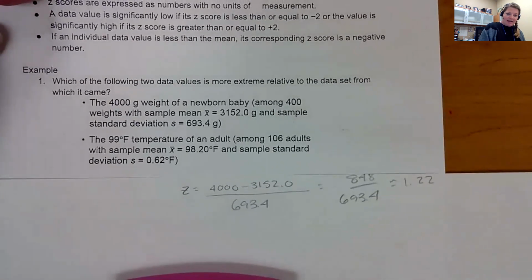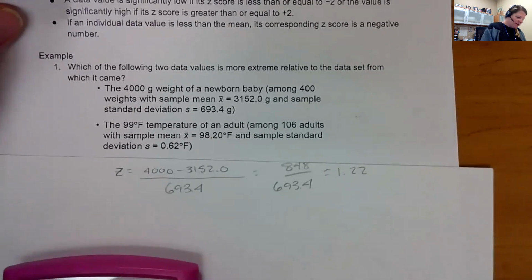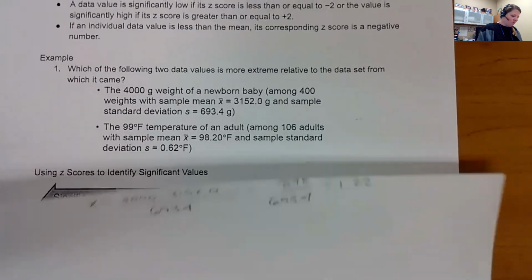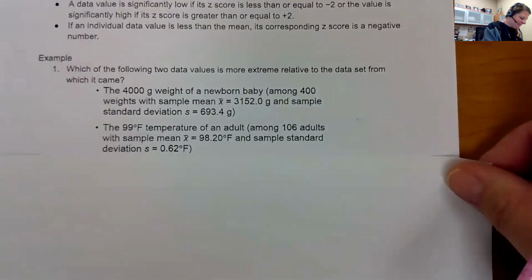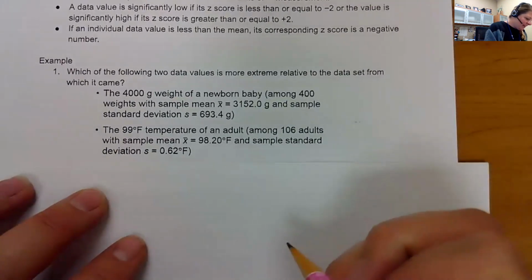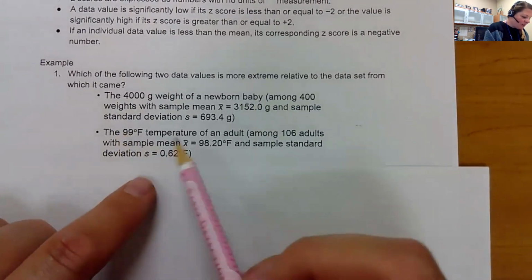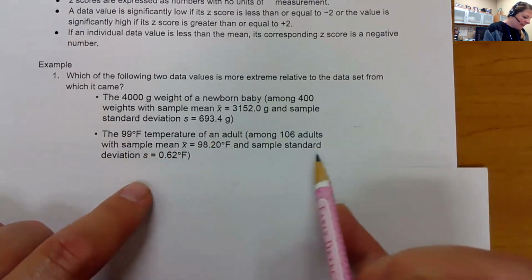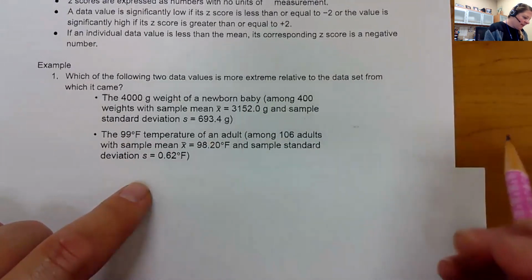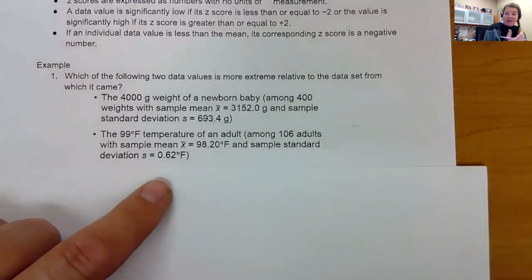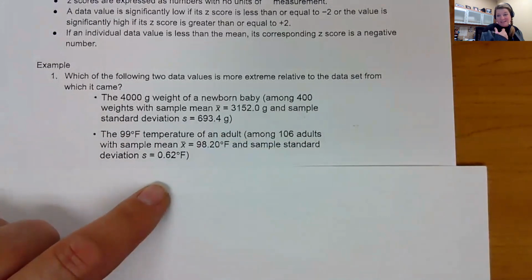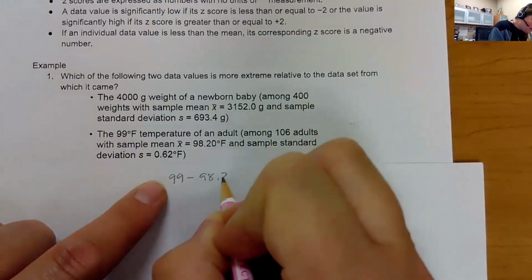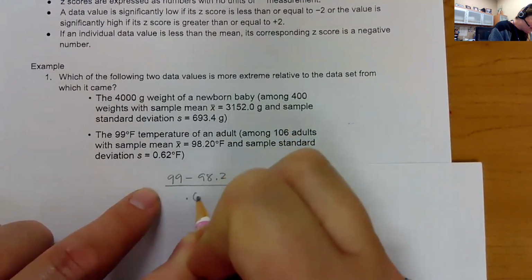I still have my work there from the first one. Sorry, just the way I did it. Maybe I'll just flip this paper over and use the other side. So the 99 degrees Fahrenheit temperature of an adult among 106 adults with the sample mean and the sample standard deviation. Is this extreme? We know the other one wasn't really extreme because 1.22 is less than 2, so it's pretty average. For this one, 99 is my value, subtract off 98.2, and divide by 0.62.